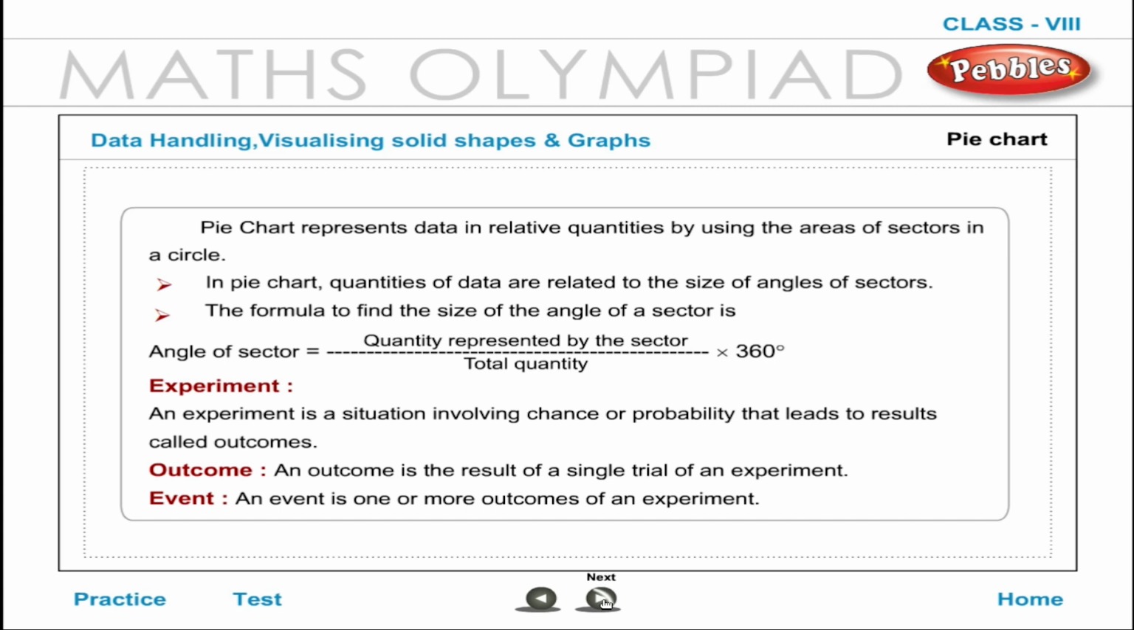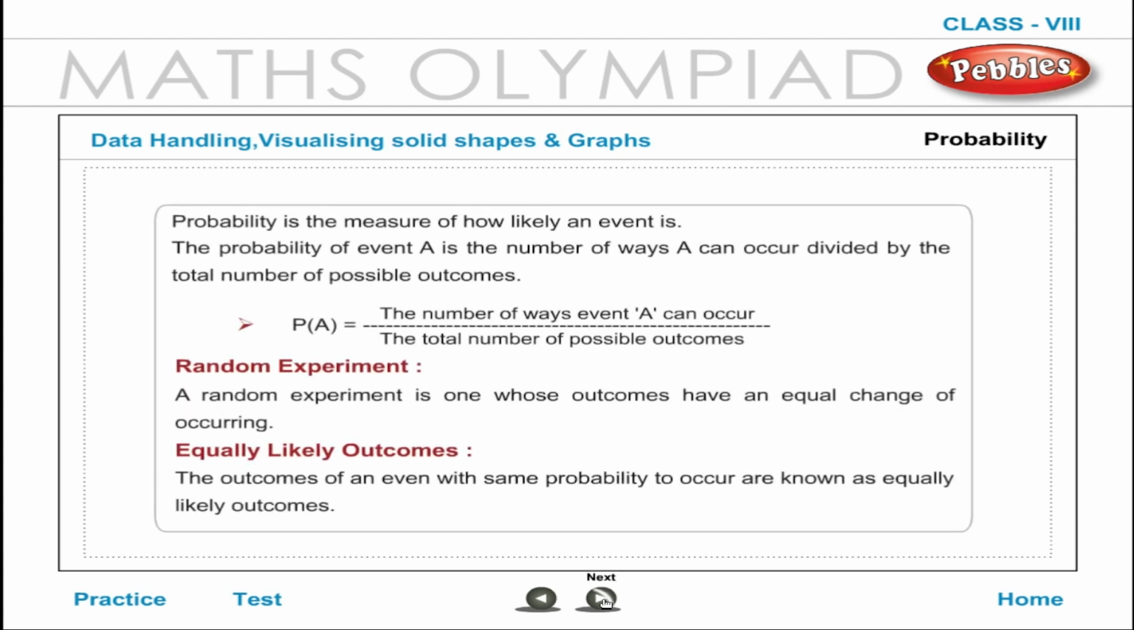Experiment. An experiment is a situation involving chance or probability that leads to results called outcomes. Outcome. An outcome is the result of a single trial of an experiment. Event. An event is one or more outcomes of an experiment. Probability. Probability is the measure of how likely an event is.